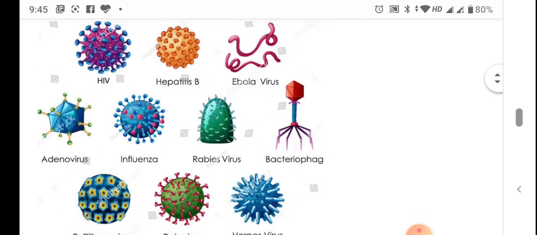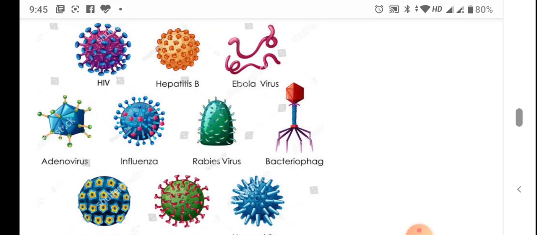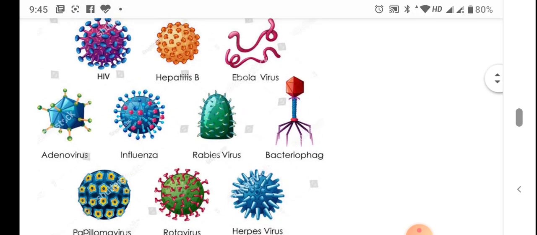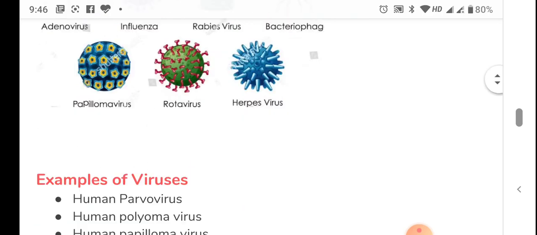So you can see here different morphology. These are all viruses and they have different morphology: HIV virus, hepatitis, Ebola virus, adenovirus, influenza, rabies. These things about morphology we also discussed in earlier sessions.